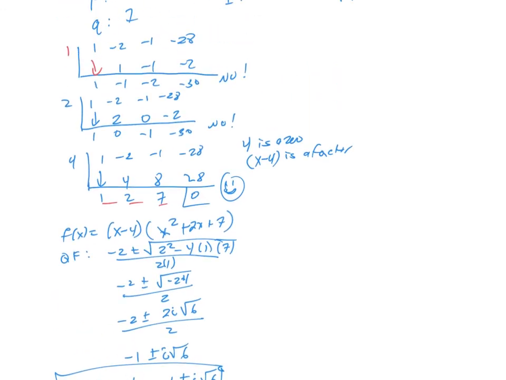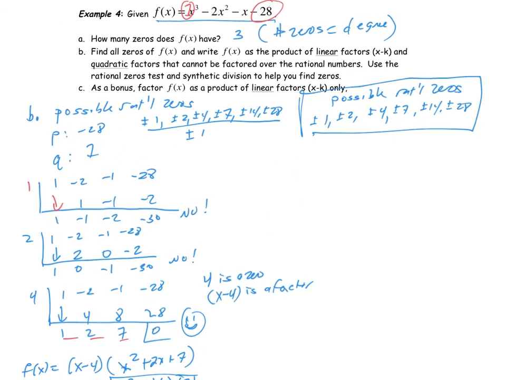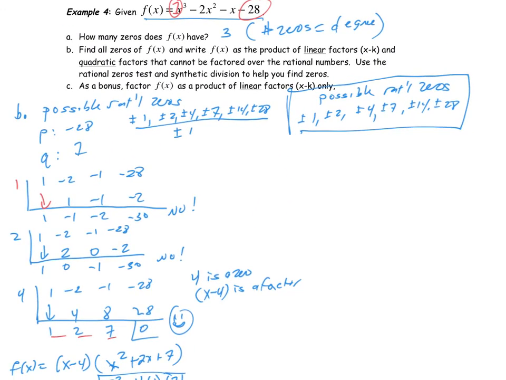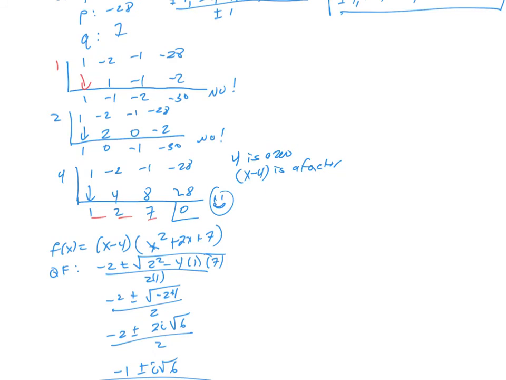And I'm going to scroll back up to the question. So what were we supposed to do? We're supposed to find all zeros. So we just did that. And then we're supposed to write f of x as a product of linear factors and quadratic factors that cannot be factored over the rational numbers. And we actually did that already. That was our answer here. So this is a product of linear and quadratic factors that cannot be factored. So that's the end of part B.